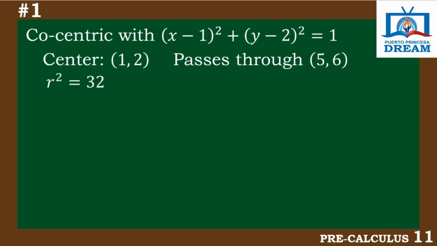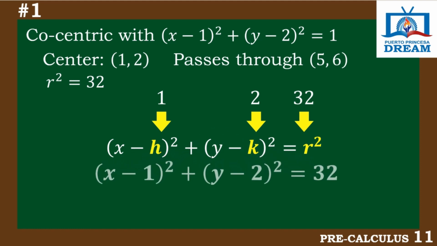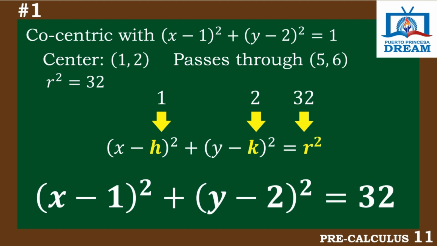Now that we have the coordinates of the center, as well as the radius in terms of r squared, just substitute these values to the standard form of the equation of a circle. Therefore, the larger circle that we are looking for has an equation of the quantity x minus 1 squared plus the quantity y minus 2 squared equals 32.